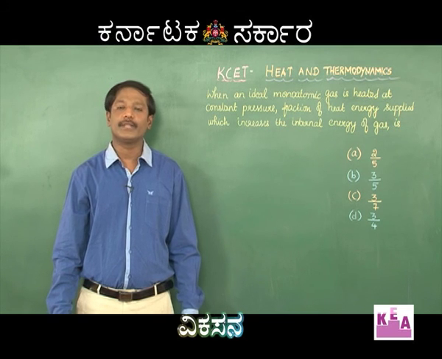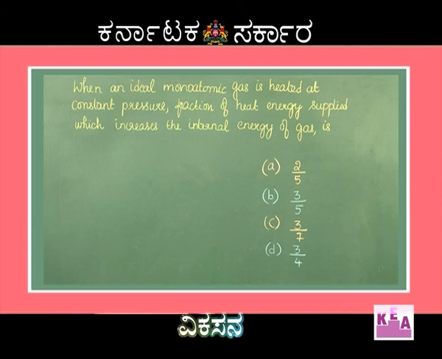Students, let me take up the next question. When an ideal monatomic gas is heated at constant pressure, the fraction of heat energy supplied which increases the internal energy of the gas is. Options are: A, 2 by 5; B, 3 by 5; C, 3 by 7; D, 3 by 4.